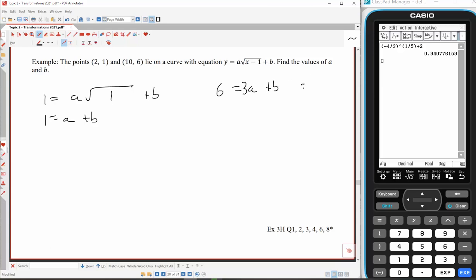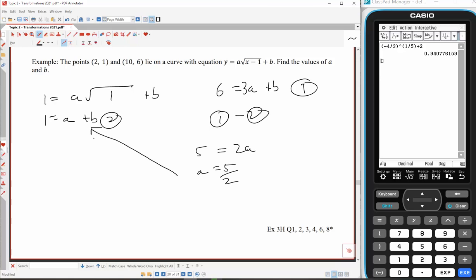And here we'll call this equation 1. We'll call this equation 2, and we're going to do 2 take away 1. 6 remove 1 is 5. 3a remove a is 2a, and brilliant, the b's get eliminated. That means a is 5 on 2. Then what we'll do is we'll pop a into this one here. 1 equals 5 on 2 plus b. 2 on 2 take 5 on 2 equals b. b equals negative 3 on 2.